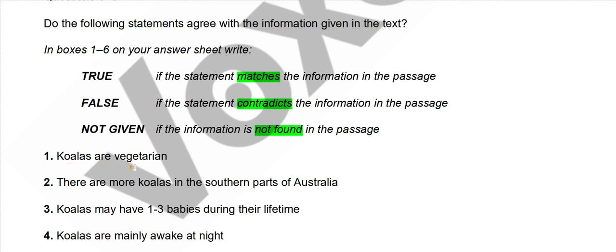Koalas are vegetarian. So when will this question be true? When the paragraph says that koalas do not eat meat or they only rely on particular plants or something like that, we'll say it's true. When will it be false? When it is written that koalas eat meat or feed on smaller animals, we'll say false. And when will it be not given? When there is no information about their dietary habits, like what kind of food they eat, whether vegetarian or non-vegetarian, basically meat, we'll say not given.